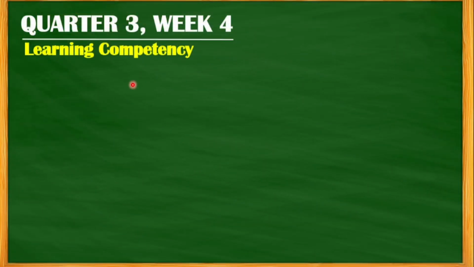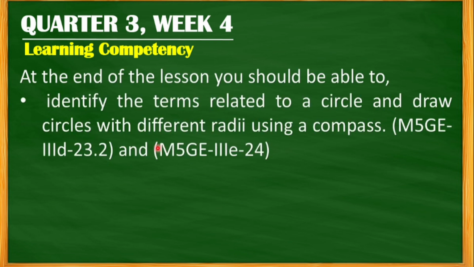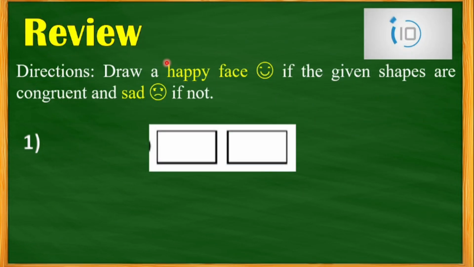So we are now in Quarter 3 Week number 4 of our most essential learning competency. At the end of the lesson, you should be able to identify the terms related to circle and draw a circle with different radii using compass. So let's have some review first.